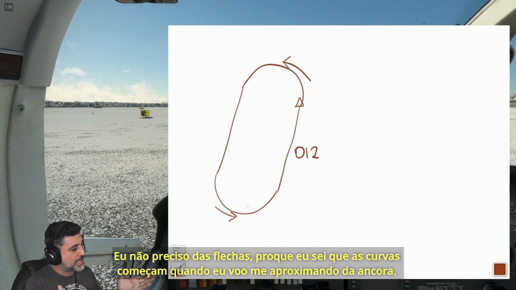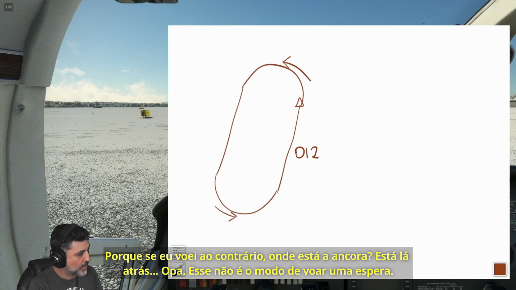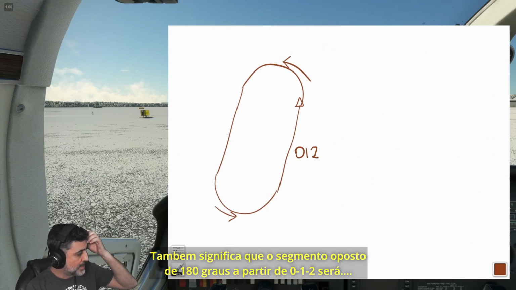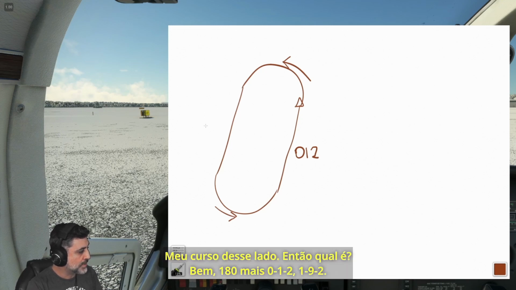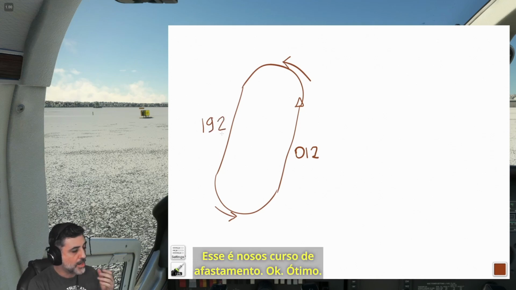I don't need the arrows because I know that the turning starts once I fly inbound to my anchor. So I have to turn left. I can't do this the opposite way, right? Because if I flew the opposite way, when I flew the inbound, where's the anchor? Oh, it's back there. That's not how you fly a hold. That also means that the reciprocal, 180 degrees offset from 012, is going to be my course on this side. So what's that? Well, 180 plus 012 is 192. That's our outbound course.